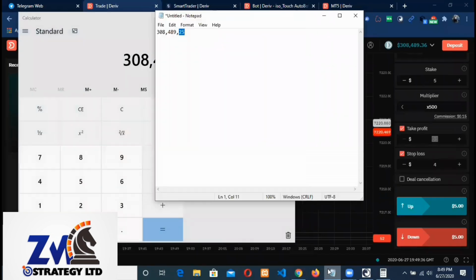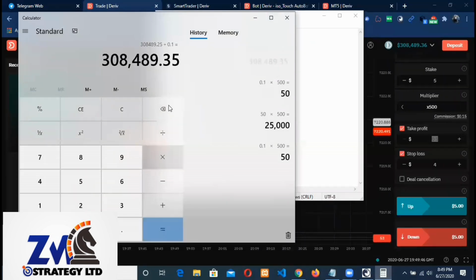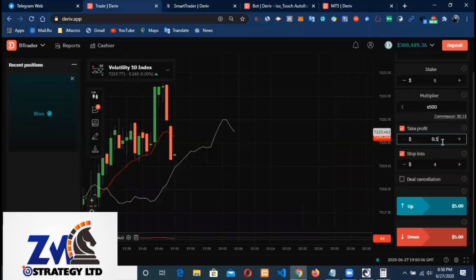then 0.1, which is 10 cents, we are supposed to be having 308,489.35. That's what we are supposed to be having there. But because we are using multipliers and the actual amount we have, we are not getting this actual value here.